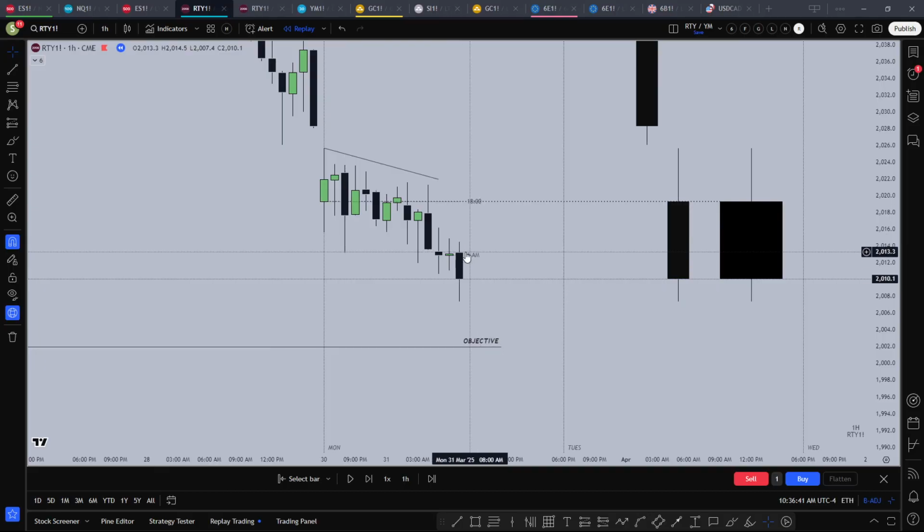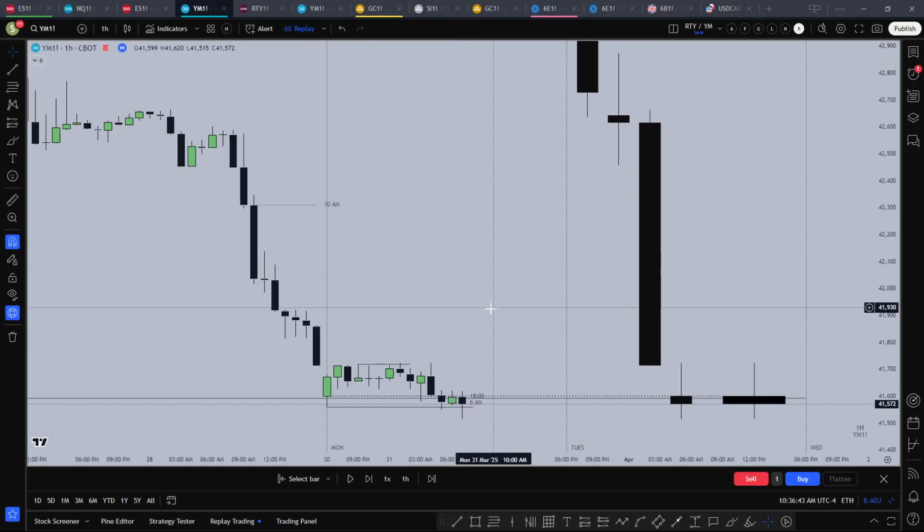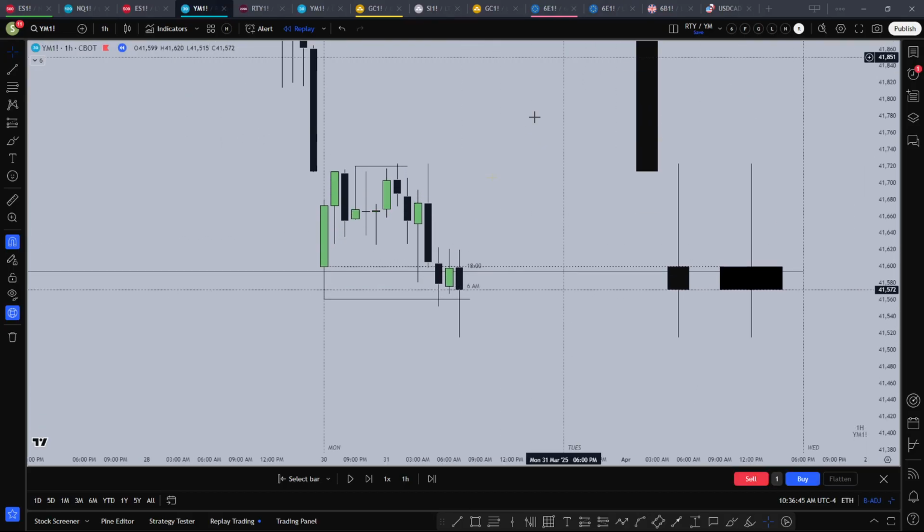RTY hits the current low of the day, forms manipulation below the daily opening.